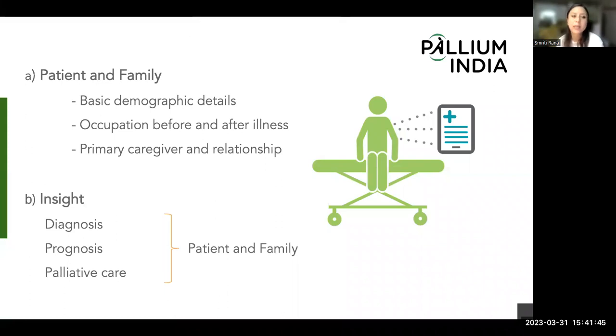The second thing we're looking at is insight of diagnosis, prognosis, and palliative care, the insight that both the patient and the family have. Now, when you start doing case presentations with us, you will have a slide where you have to mention what is the insight that the patient and the family have about the diagnosis, the prognosis, and palliative care. Okay. Why?